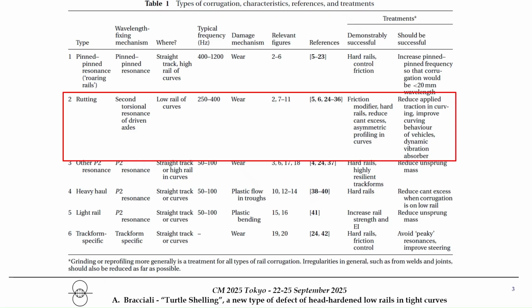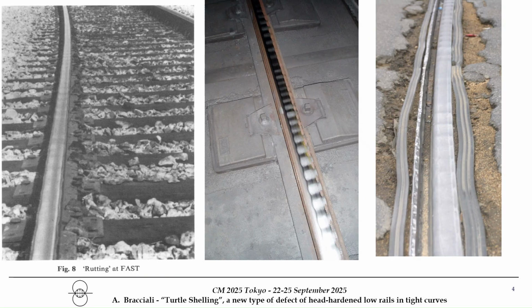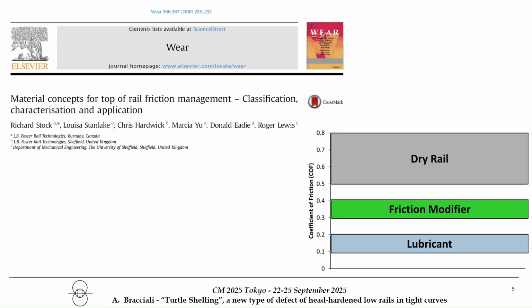At the time, it was thought that the mechanism of formation of rutting corrugation was the second torsional resonance of the driven axle, something that we are all familiar with. Clearly in heavy railways, in metros, and in tram lines, we always see this type of short pitch corrugation named rutting. We know that corrugation is promoted by a high coefficient of friction. That's something that normally happens in metros, where they are typically underground, so the coefficient of friction is relatively higher than in external situations.